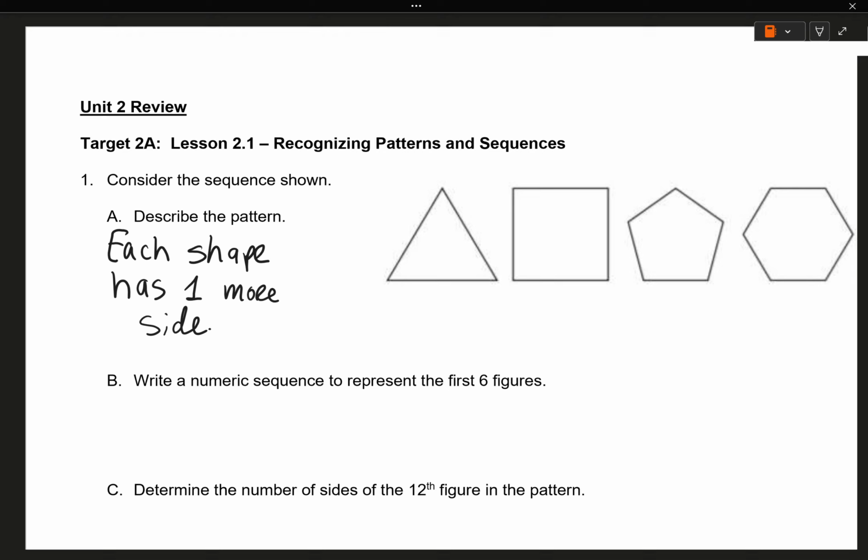In letter B, I'd like to write a numeric statement to represent the first 6 figures. Numeric means numbers. So instead of shapes, let's do numbers. I have the first 4 shapes, so I have the first numbers, which means I'll only need to add 2 to the list. Let's start with the shapes. First, I have 3 sides, 4, 5, and 6. So 2 more figures would be 7 and 8 sides.